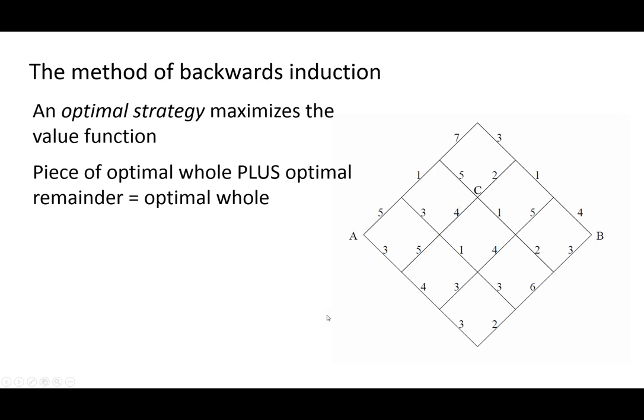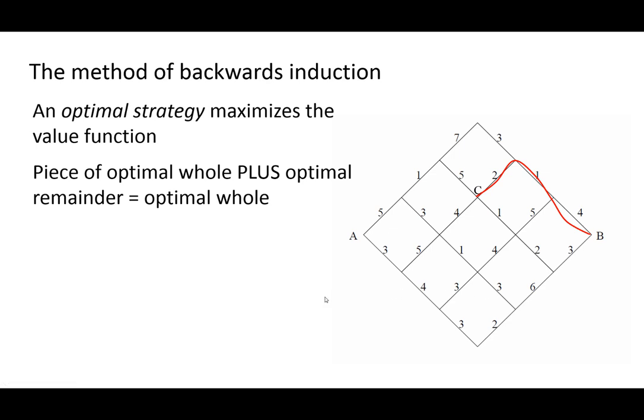This is the point C. And let us add to that piece an optimal remainder. By an optimal remainder, I call any optimal path taking us from C to B. For example, this could be an optimal path, okay? So if we add a piece of the optimal whole from here to here, plus this red path from C to B, then it turns out that the total path will be optimal.